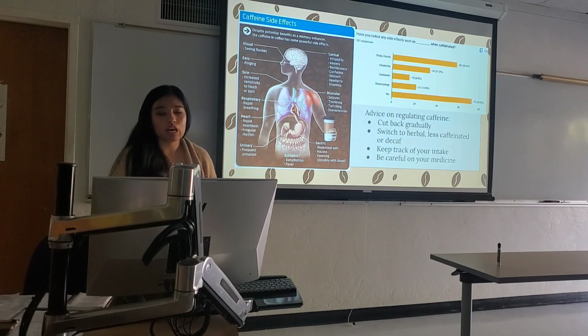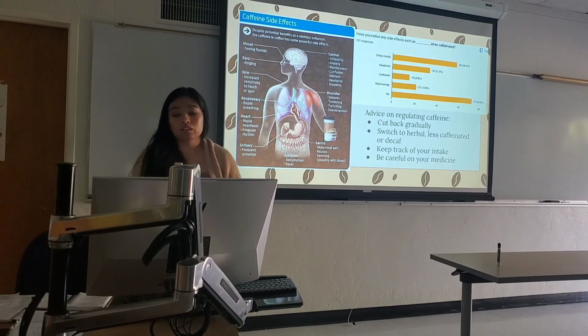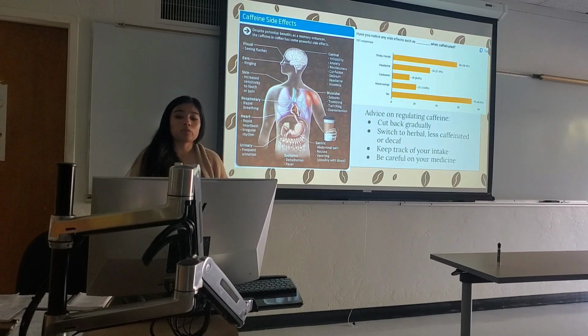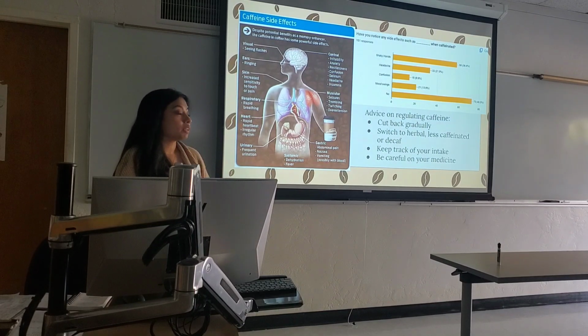A little bit of advice on how to regulate caffeine if you're having any troubles. Cut back gradually. It's very hard to stop all of it at once, so it's much easier for yourself, mentally and physically, to slowly cut back. As well, look for alternatives such as herbals, less caffeinated drinks, or decaf. It also helps to keep track of your intake of what you eat and drink. Don't forget that there are foods that have caffeine in them.